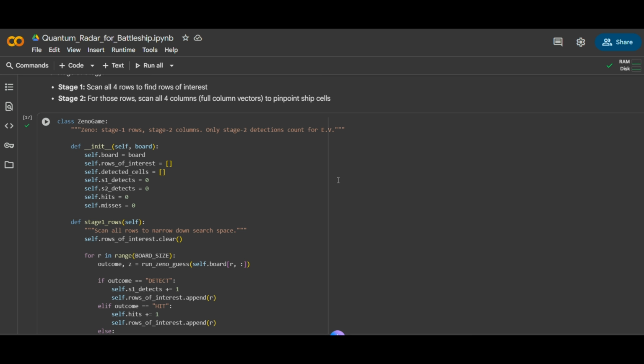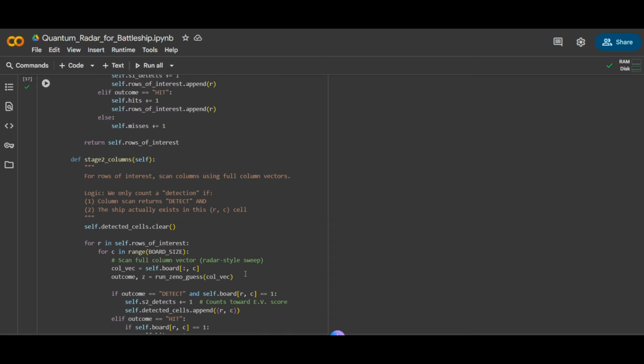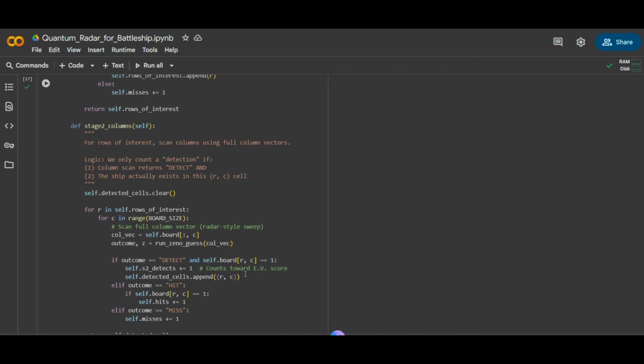So here is our Zeno game class. It is very straightforward. The stage 1 rows function just loops for r in range board size and runs our Zeno guess on the row self.board. Then stage 2 columns loops through the columns for c in range board size, but only for the rows we found in stage 1. It scans the full column vector self.board. This two-stage logic lets us find the ship, and our EV score is based only on this stage 2 detection.